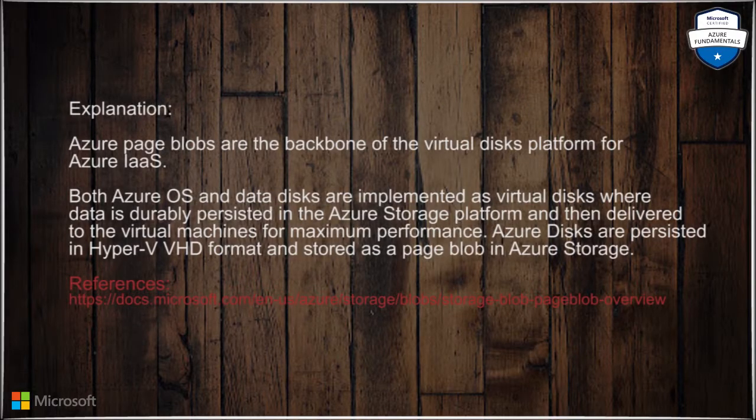Explanation: Azure Page Blobs are the backbone of the Virtual Disks platform for Azure IaaS. Both Azure OS and data disks are implemented as virtual disks where data is durably persisted in the Azure storage platform and then delivered to the virtual machines for maximum performance. Azure disks are persisted in Hyper-V VHD format and stored as a page blob in Azure Storage.